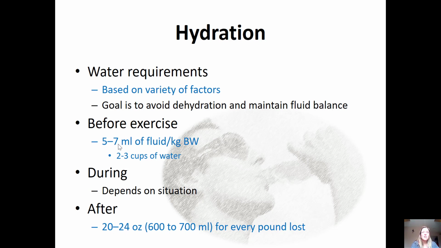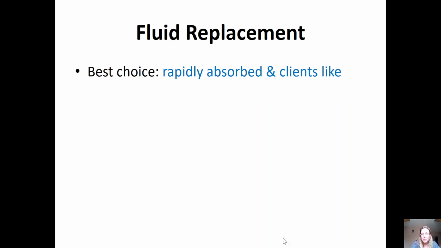During, it should really depend on the situation. If it's a hot, humid environment, you're taking breaks every 15, maybe 20 minutes to hydrate and grab some water. So it really depends on the environment that you're exercising in, the duration of the exercise that you're performing. And then after, 20 to 24 fluid ounces for every pound that you lose on the scale. That's how much water you should replenish with.